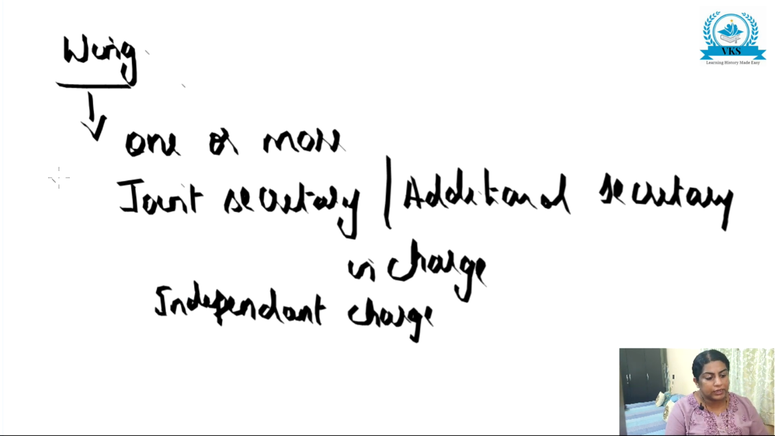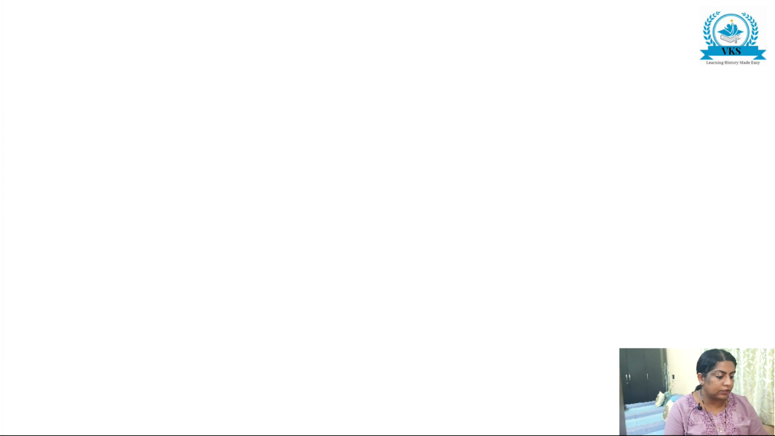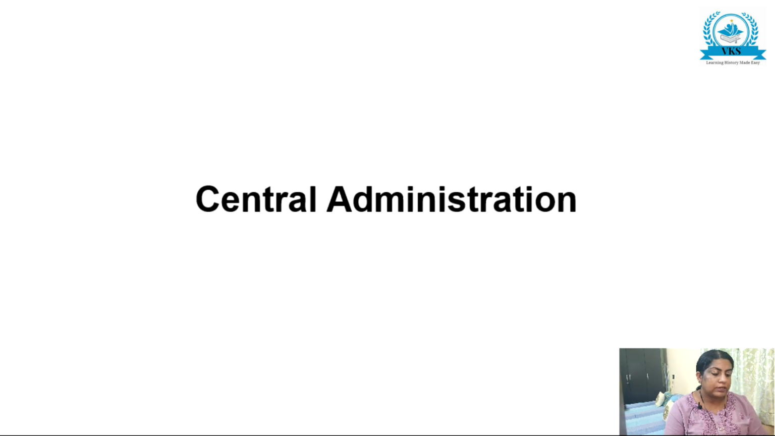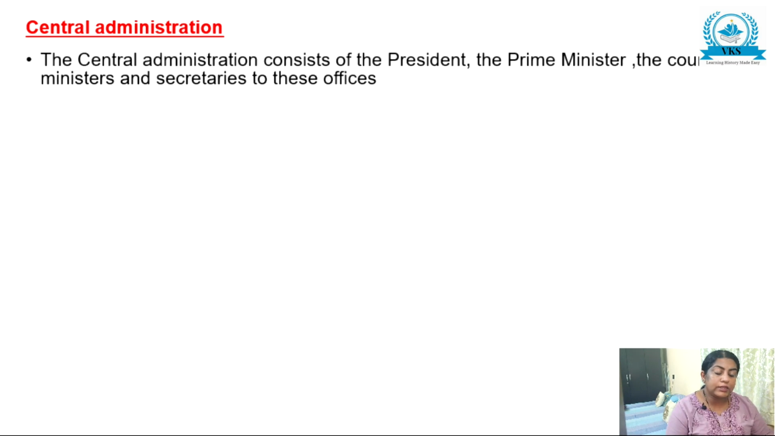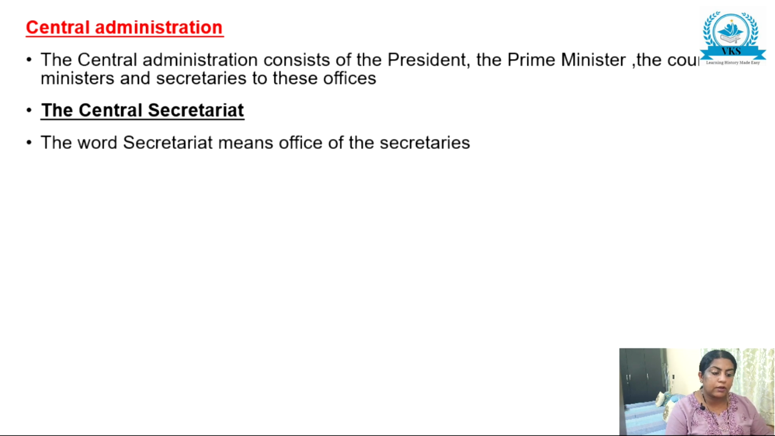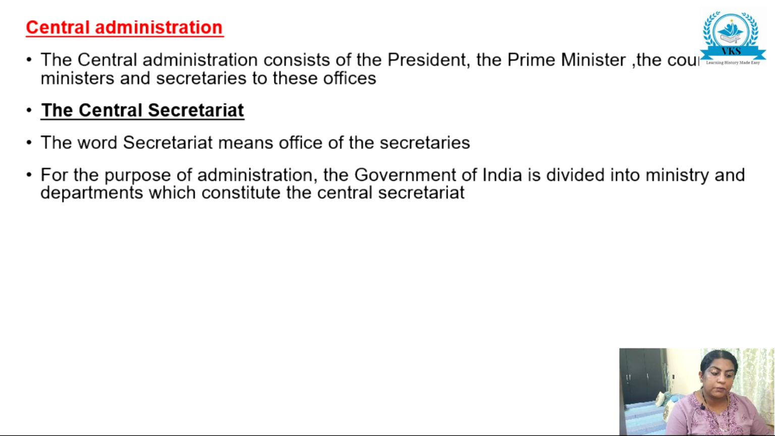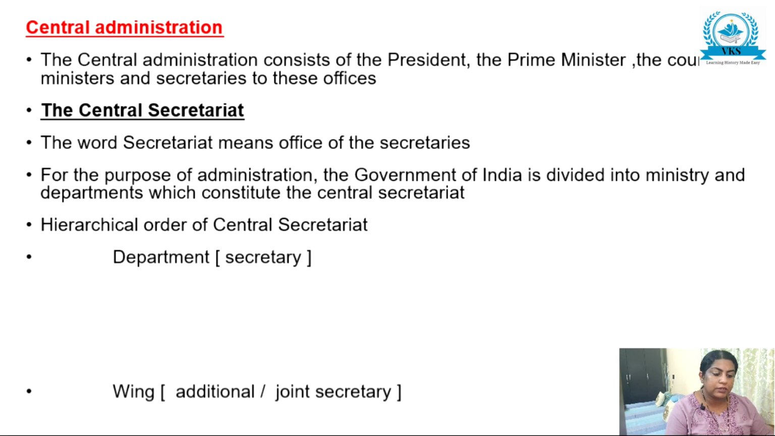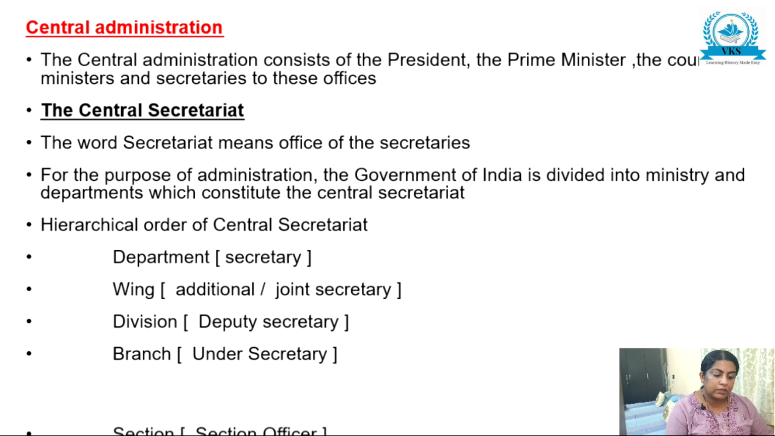So first department, second is the wing. Before we go into the next part, let us recall the points which we have studied till now, that is central administration. The central administration consists of the president, the prime minister, the council of ministers, and secretaries to these offices. The central secretariat. The word secretariat means office of the secretaries. For the purpose of administration, the government of India is divided into ministries and departments which constitute the central secretariat. Hierarchical order of central secretariat: department, wing, division, branch, and section.